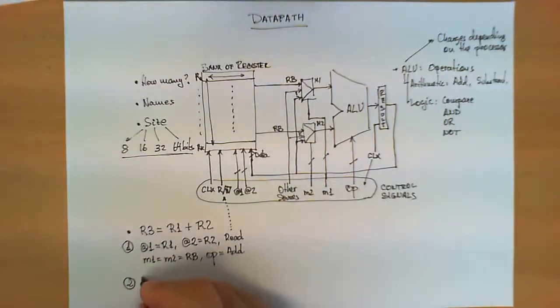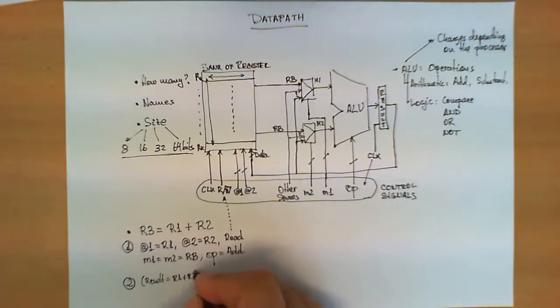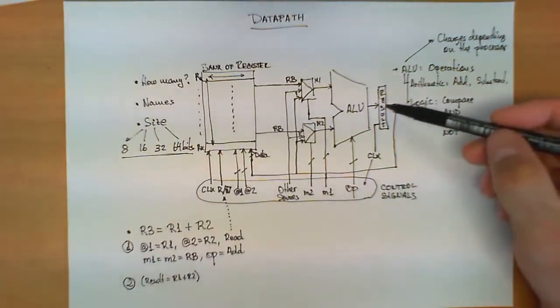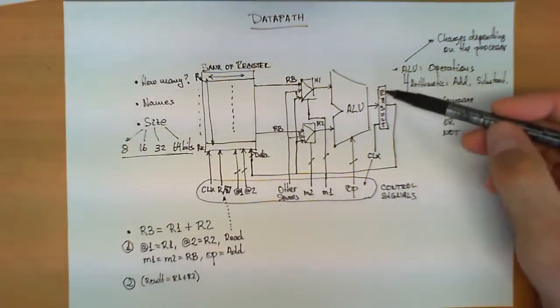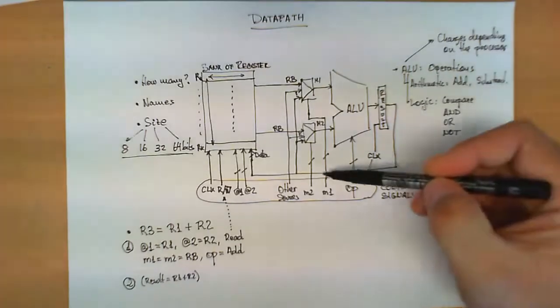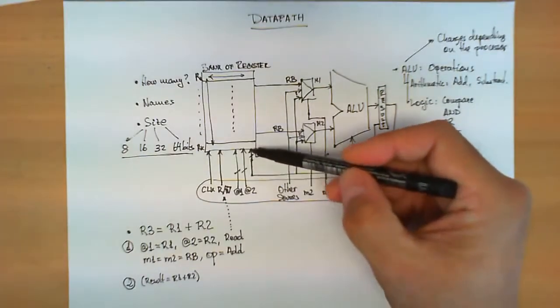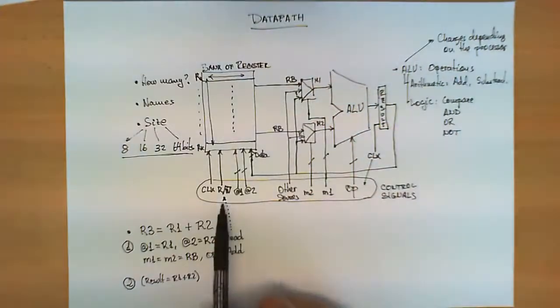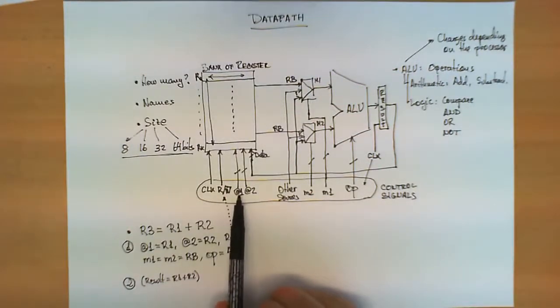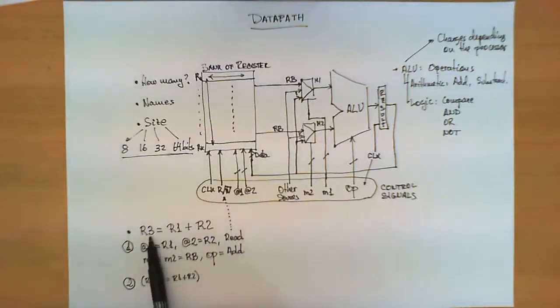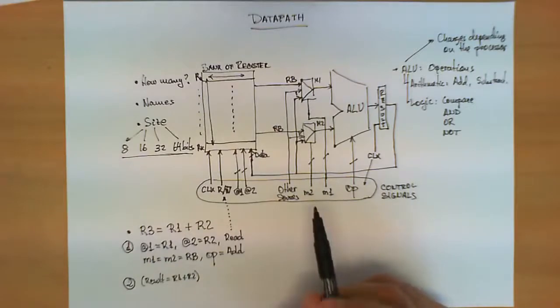Now what do we do? Let's just say here result equals R1 plus R2. Now what needs to be done is this result, which is now captured in this register, for the following clock cycle needs to be fed back to the bank of registers. The read-write signal has to be set to write, and one of the two addresses, let's say address 1, will be set to R3 in order for the write operation to occur.